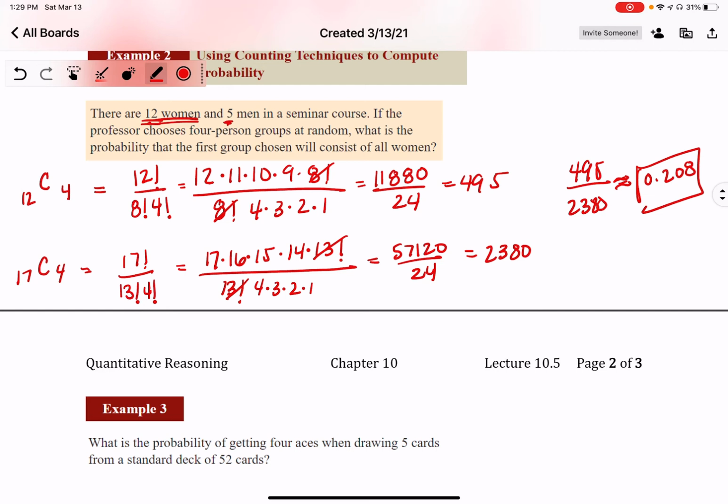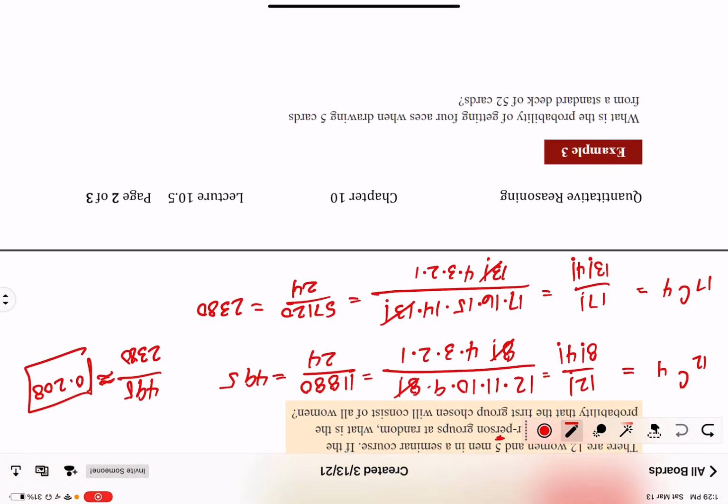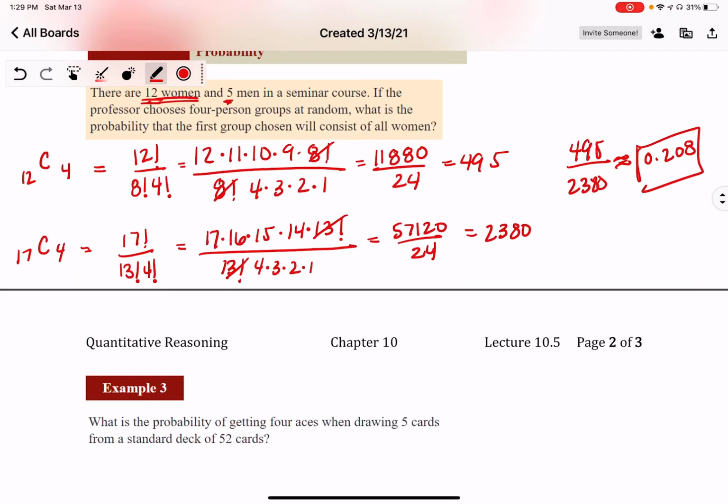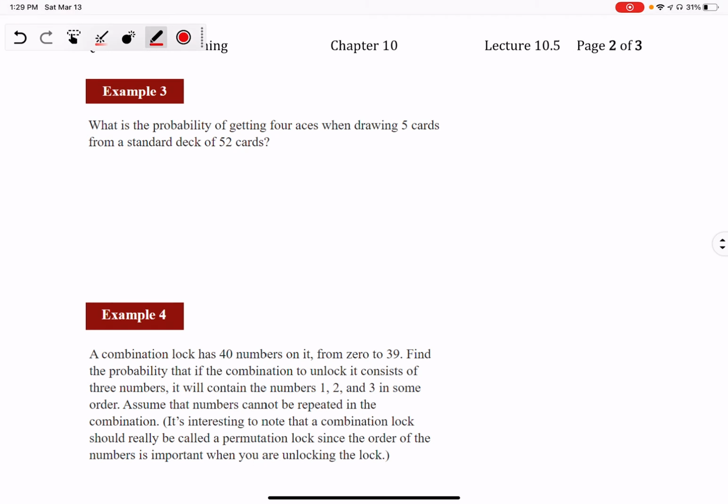All right, let's look at another example. This example says, what is the probability of getting 4 aces when drawing 5 cards from a standard deck of 52 cards? Okay. All right.